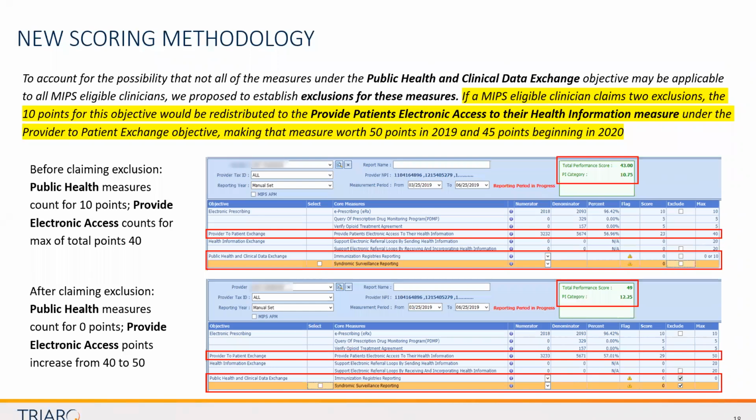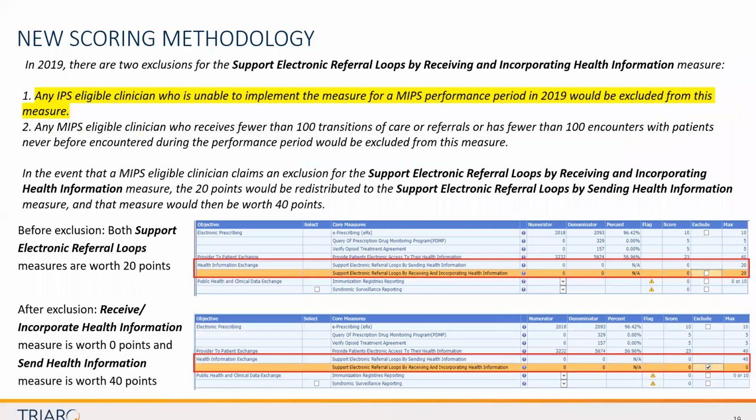So my total PI category score went from 10.75 to 12.25 because I have points in my numerator, and because that is worth more, I got more points in my numerator too. So that was super cool, guys. So this works. If you check the boxes to claim the exclusions, this is what the end result will be. Okay, so we have another one of those. Deep breath. So supporting electronic referral loops, right? There are two ways to exclude from the receiving and incorporating. Read this first one very carefully that I've highlighted in yellow.